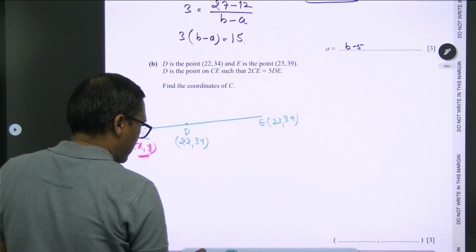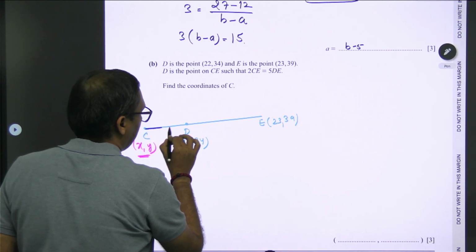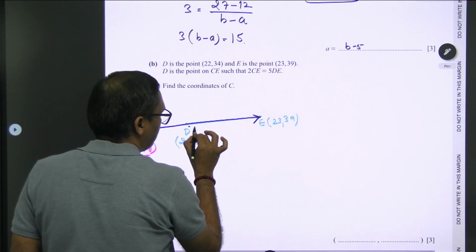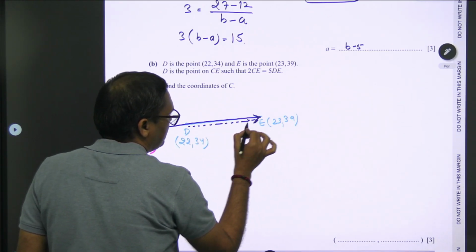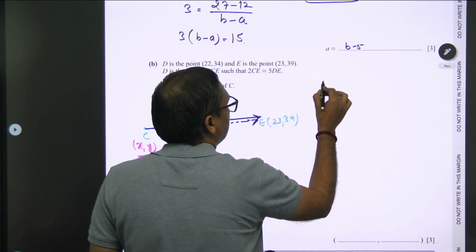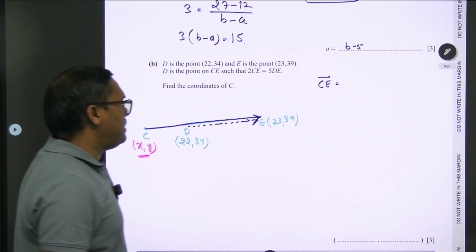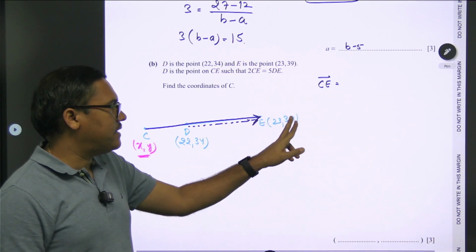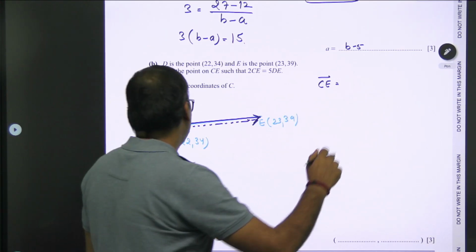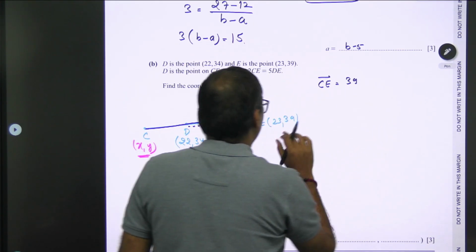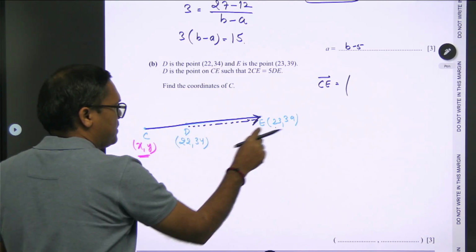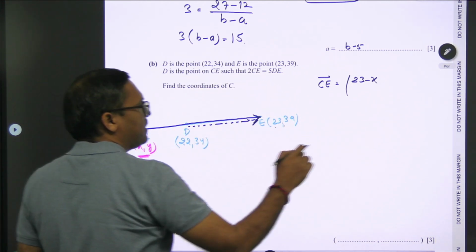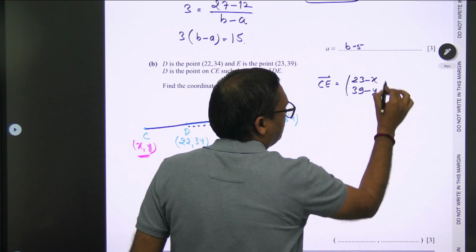If I consider a vector CE like this, and I consider another vector, I'll draw it here like this, which is DE. So what is CE vector? Now we know line joining 2 points. How to write the vectors? C to E, final minus initial. So we will subtract these two coordinates, 23 minus x, and this is 39 minus y. This is our CE vector.